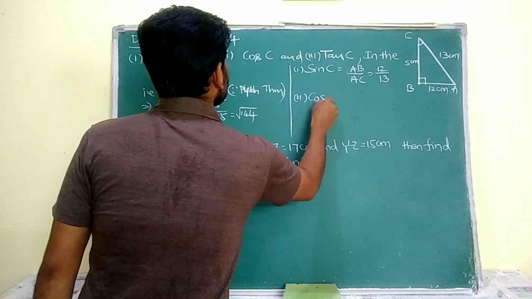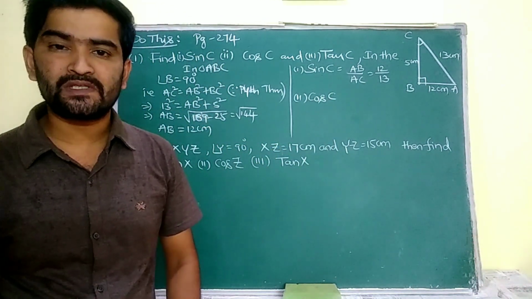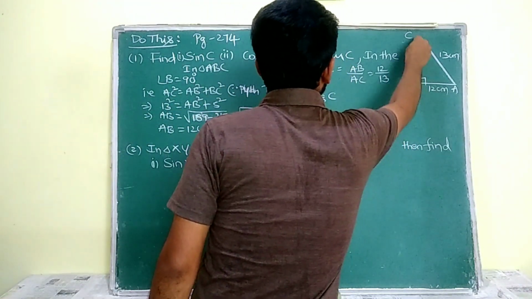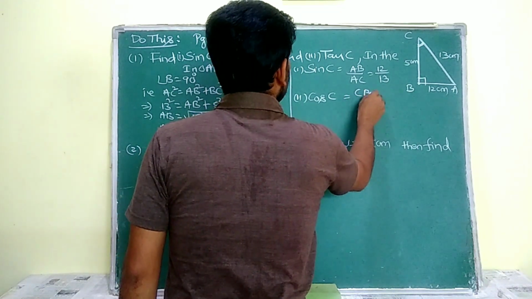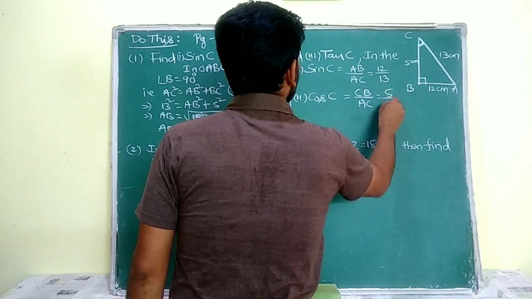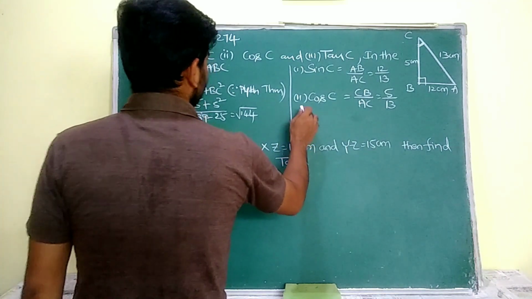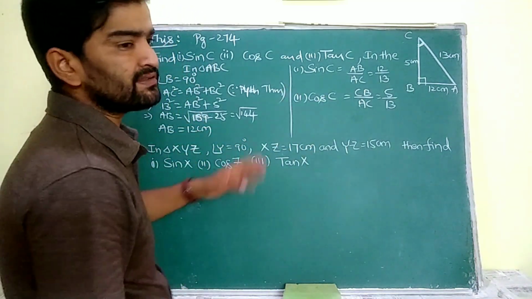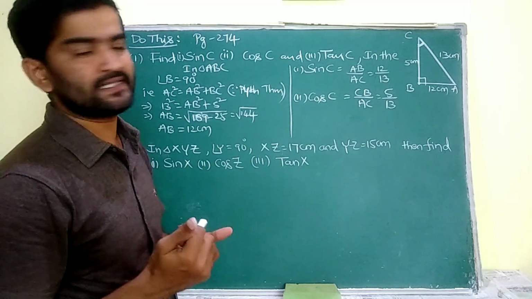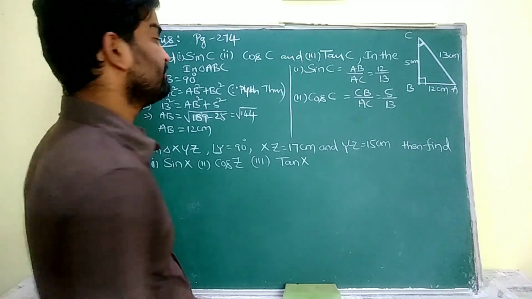Now, cos C. Cos C means what? Adjacent side to C by hypotenuse. Now see, to this C, what is the adjacent side? CB. So adjacent side CB by hypotenuse AC, that is equal to 5 by 13. That is cos C. Now coming to secant C. If he asks you to write secant C, we know that it is hypotenuse by C's adjacent side. That is AC by CB, which is equal to 13 by 5.